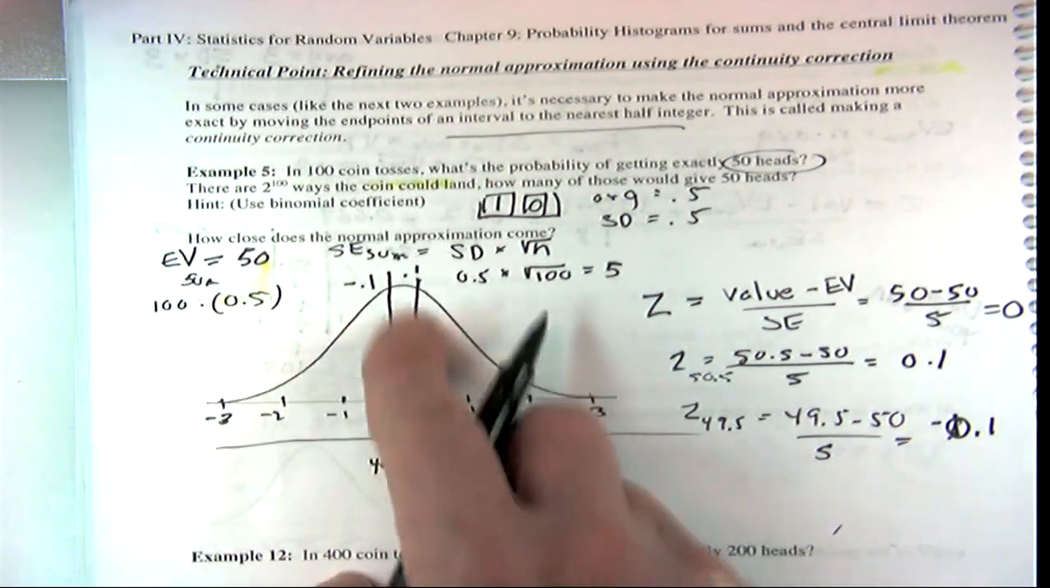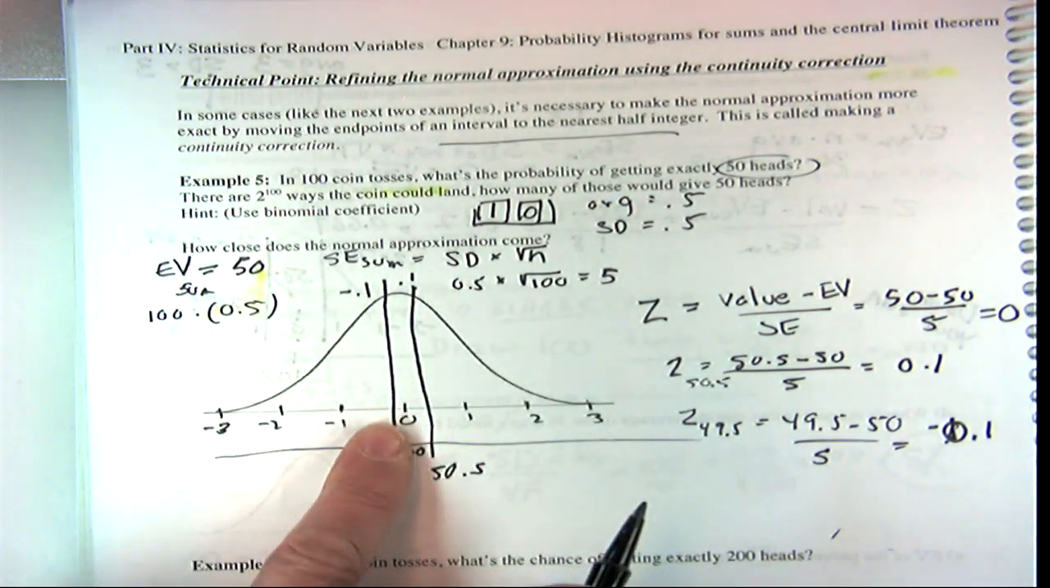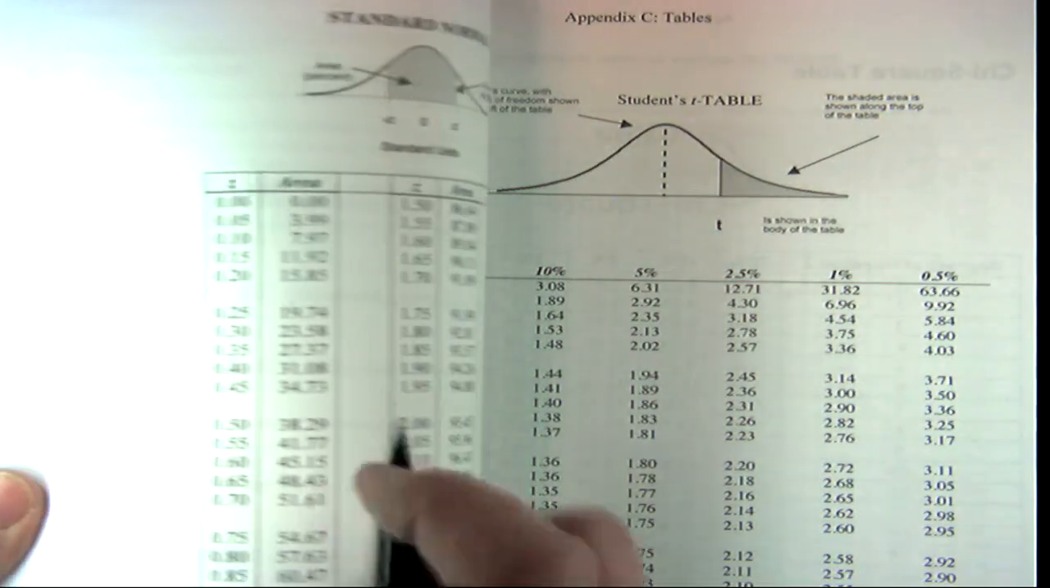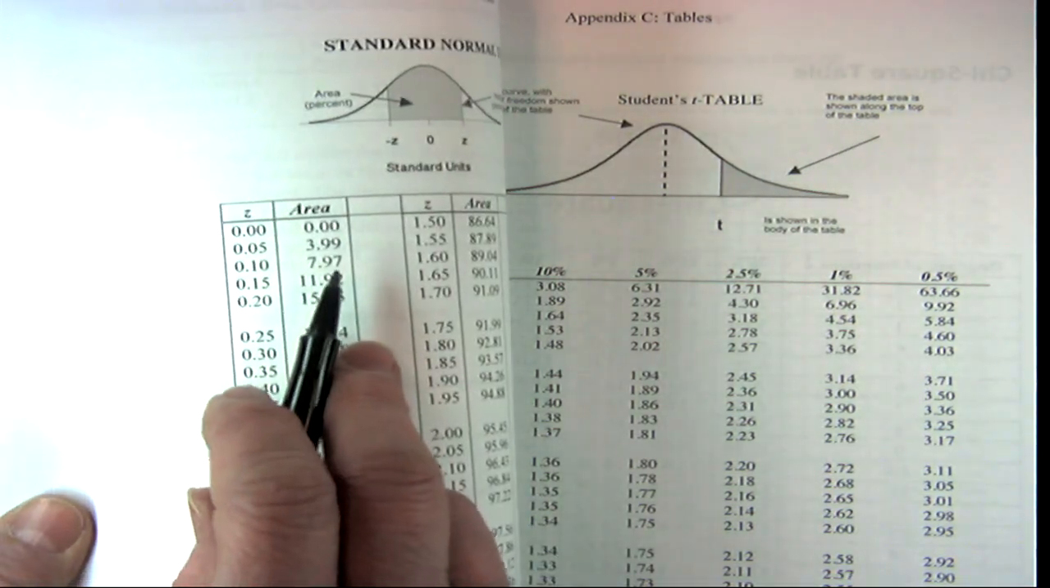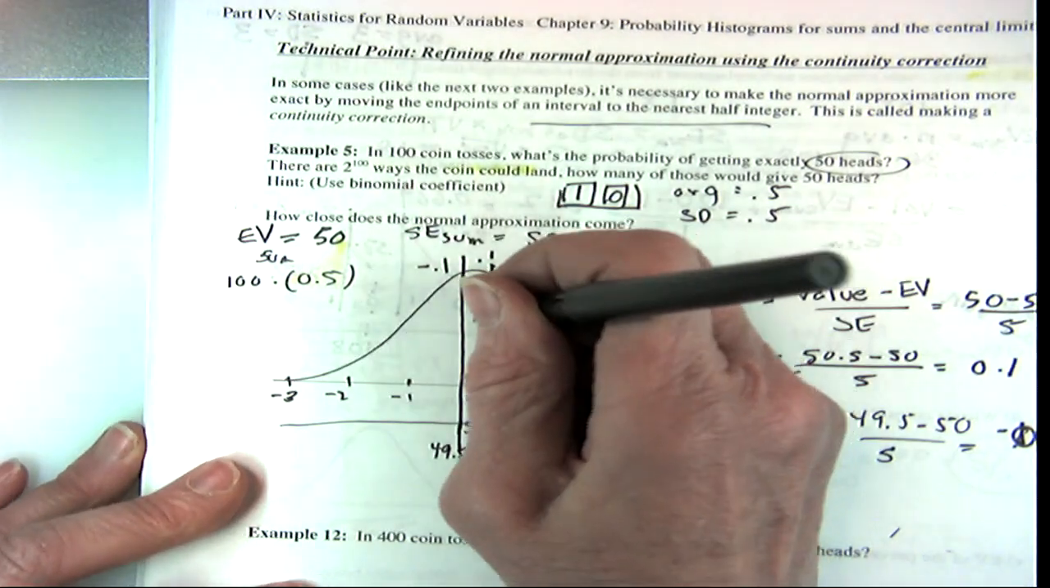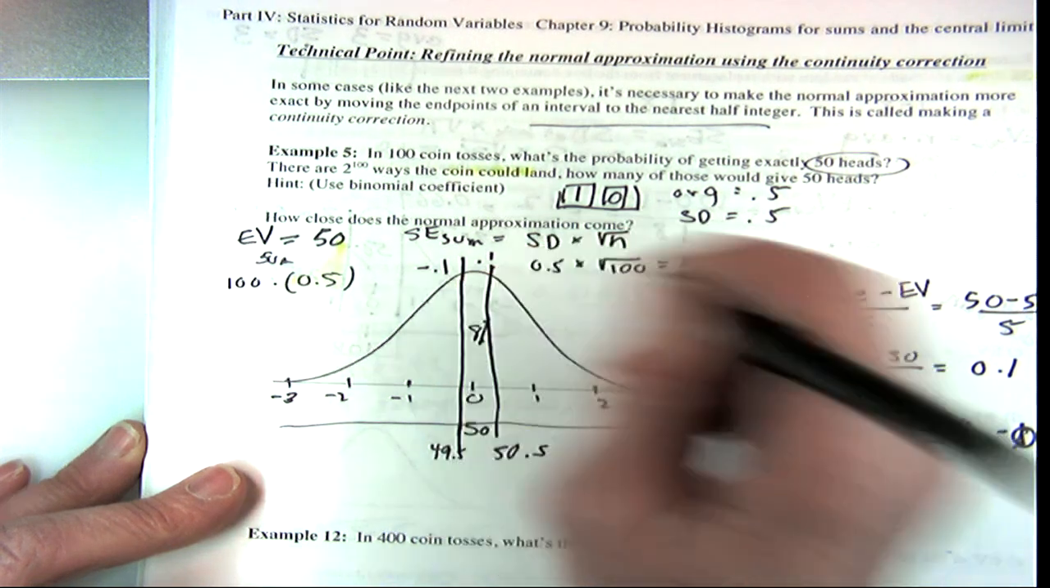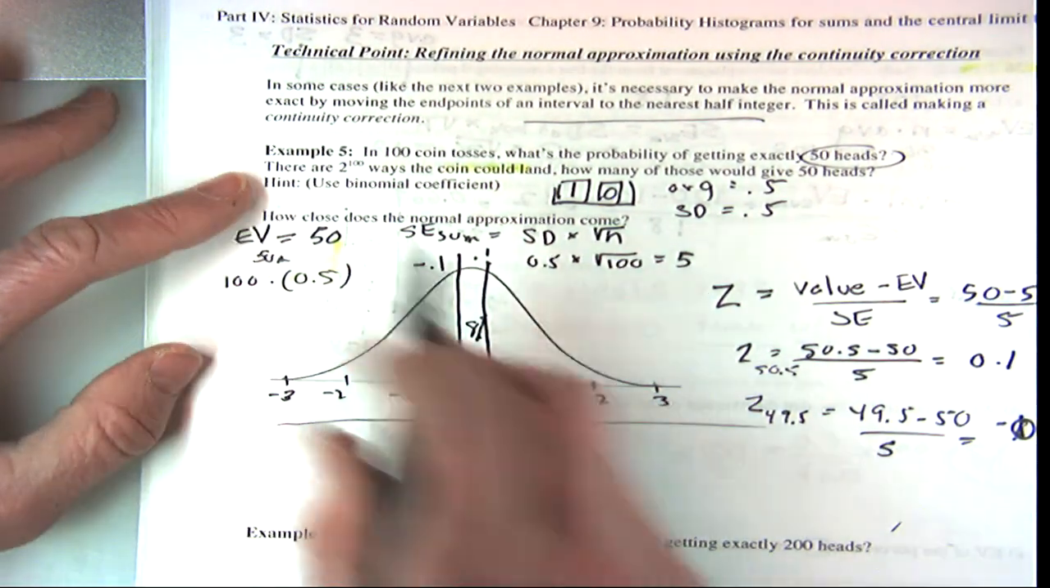So now we could look it up on the normal curve between negative 0.1 and 0.1, and what do we get? We get 7.97%, about 8%. Now there's another way we could do it.